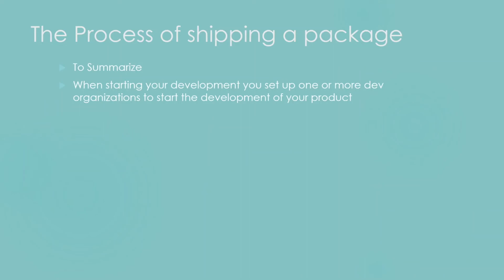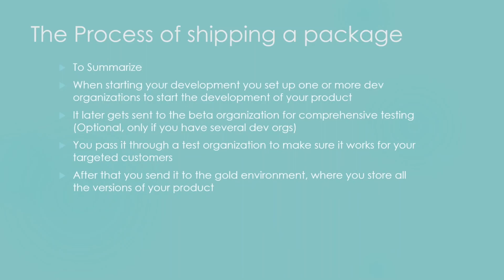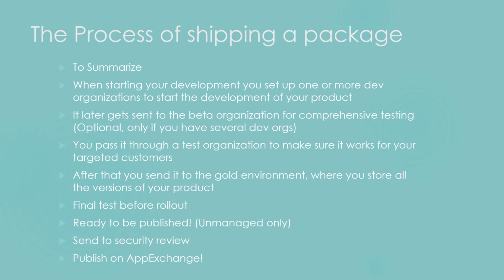So, to summarize: when starting your development, you set up one or more developer organizations to start the development of your product. It later gets sent to the beta organization for comprehensive testing, if you have several development organizations. You pass it through a test organization to make sure it works for your targeted customers. After that, you send it to the gold environment where you install all the versions of your product. You do a final test before rollout. It's ready to be published if you have an unmanaged package. If you have a managed package, you send it to security review, and then you can publish it on the AppExchange. So that's the process of shipping a package.